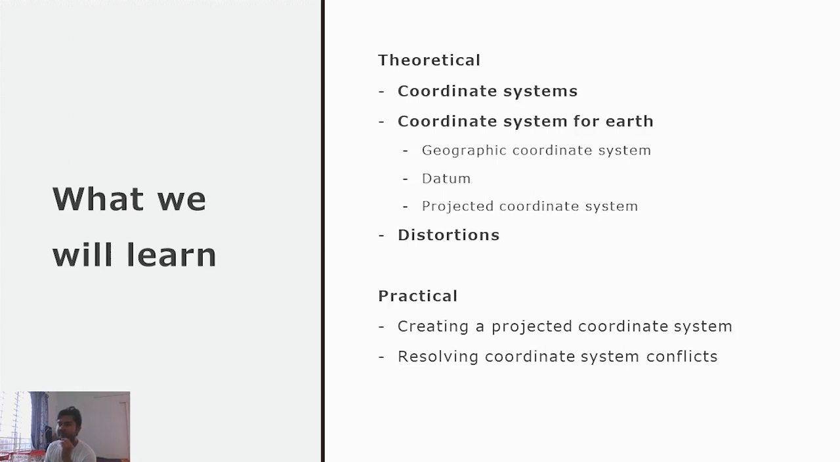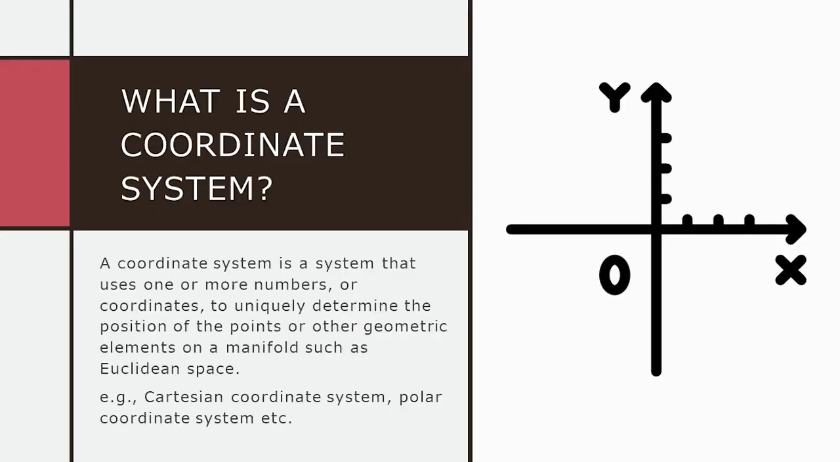First, we will learn about the coordinate systems. We will learn about coordinate systems used for specifying locations on Earth. Then we will learn about geographic coordinate systems, projected coordinate systems, datum, etc. We will also learn about distortions and we will jump on the ArcGIS to create a coordinate system and resolve conflicts.